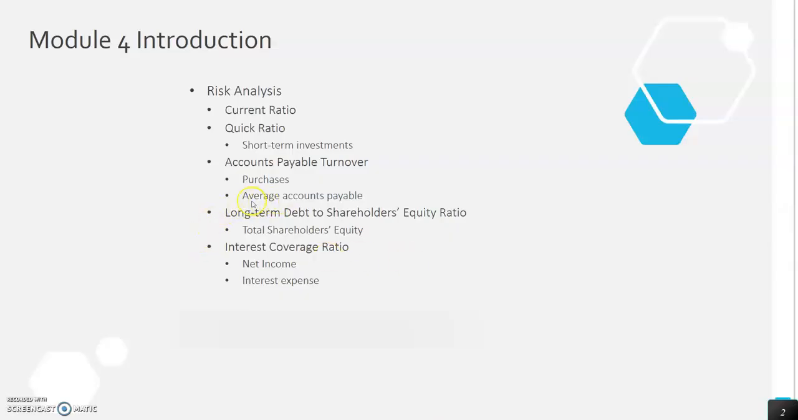Also in accounts payable turnover, there's this average accounts payable. Just like before, whenever you see average, you're going to want to take accounts payable at the end of the year, at the beginning of the year, and then average the two. For example, if we're finding the average accounts payable for 2022, we'll take the 2022 accounts payable and average it with the 2021 accounts payable.